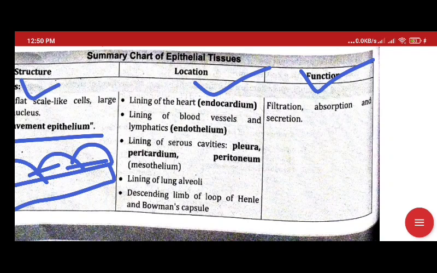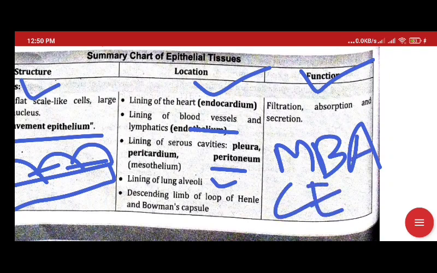Now I will post one tricky note for the location tricks. Endothelium, peritoneum, pleura, alveoli. We have the MBA cell, and here C is not function. MBA means mesothelium, before Bowman's capsule, alveoli. E is for endothelium, that is endothelium or endocardium.